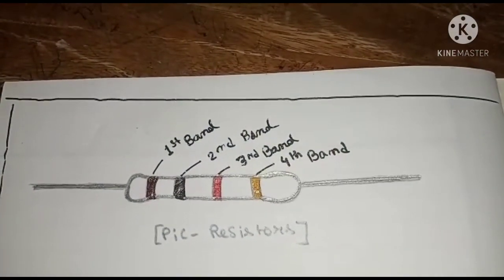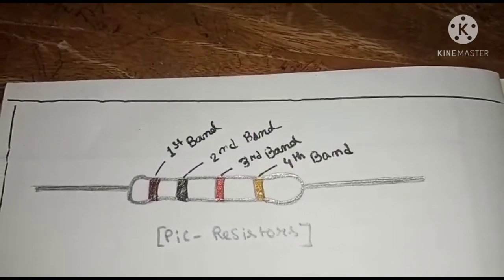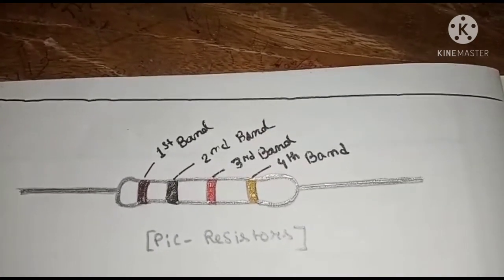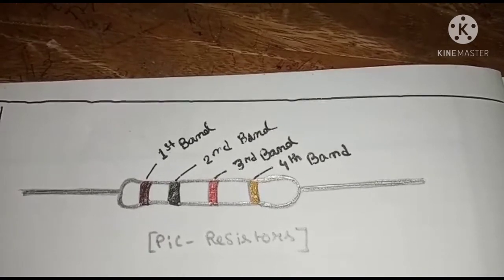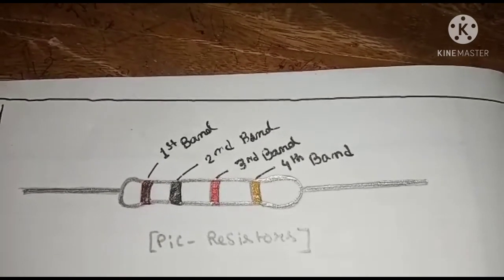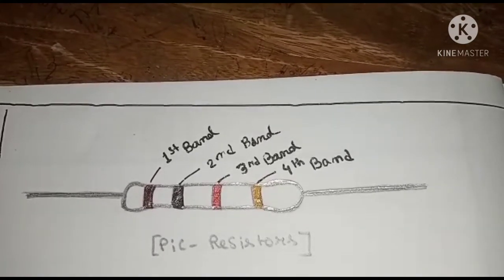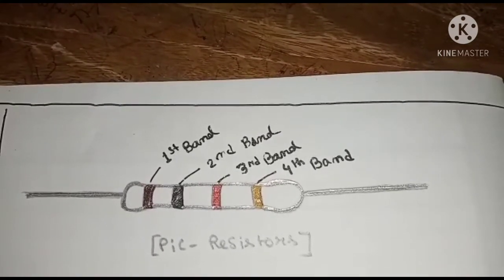Here we can see the diagram of a resistor. The resistor consists of 4 bands. The first band is of brown color, the second band of black color, the third band of red color, and the fourth band of golden color.